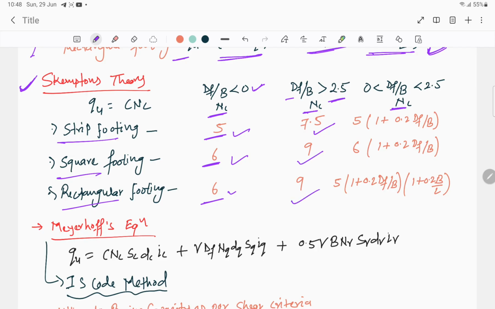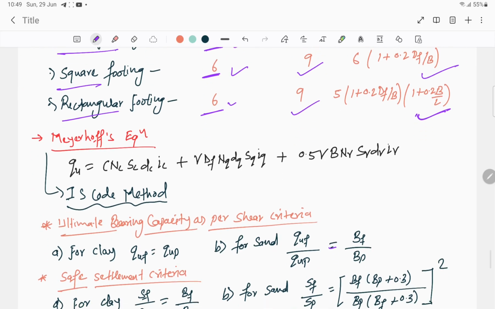And if this value, means the depth of footing to the width of footing ratio, lies between 0 to 2.5, in that case you need to calculate this value. For strip footing, that is 5 multiplied by 1 plus 0.2 Df by B, whatever be the ratio, that multiplied by 0.2 plus 1 and whole multiplied by 0.5. This value you need to remember for the case when depth to width ratio lies between 0 to 2.5. So this is for strip footing, this is for square footing, and this is for rectangular footing.